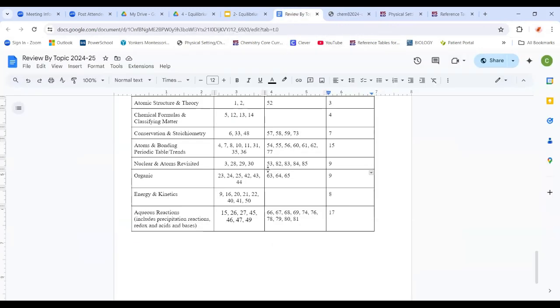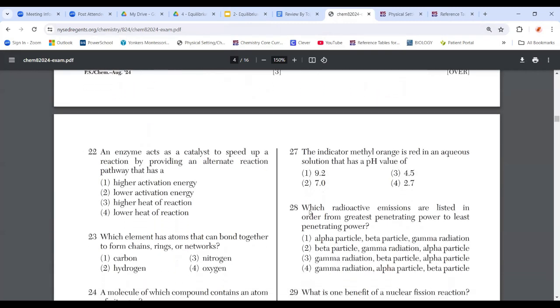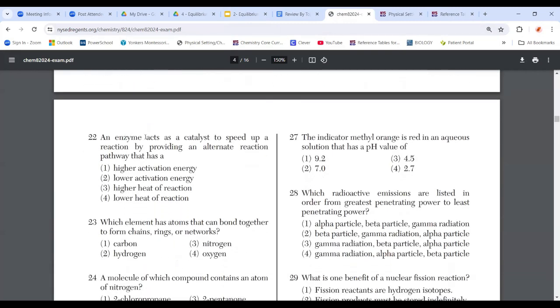All right, let's head over to questions 22, 40, 41, and 50. All right, so 22, again, this is a catalyst question. I already went over catalysts. Catalysts increase reactions by providing, they tell you in the question, an alternate reaction pathway.